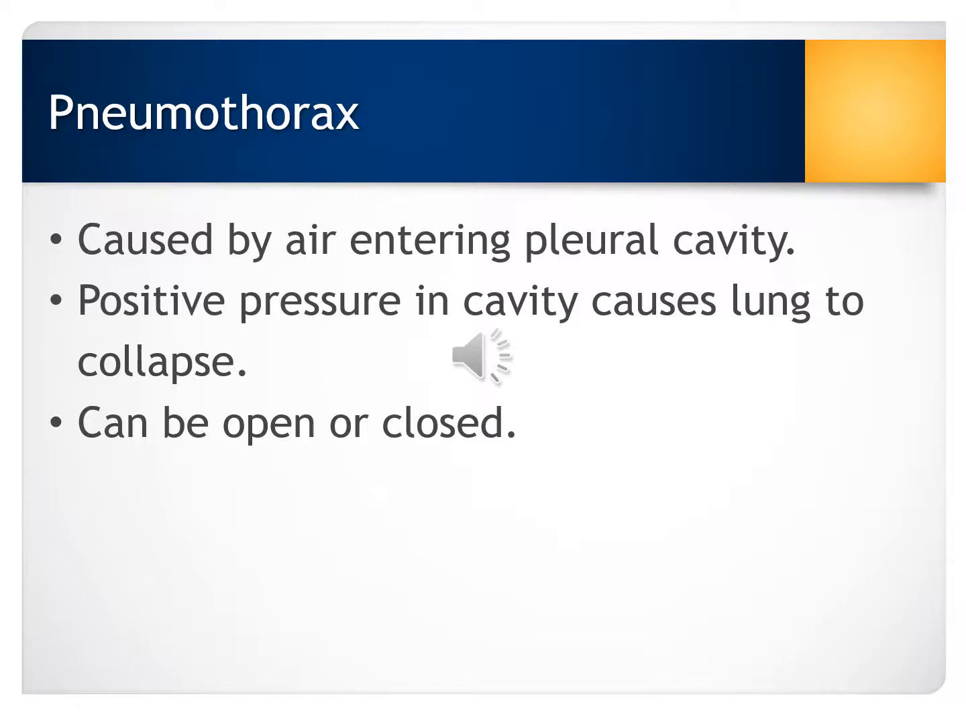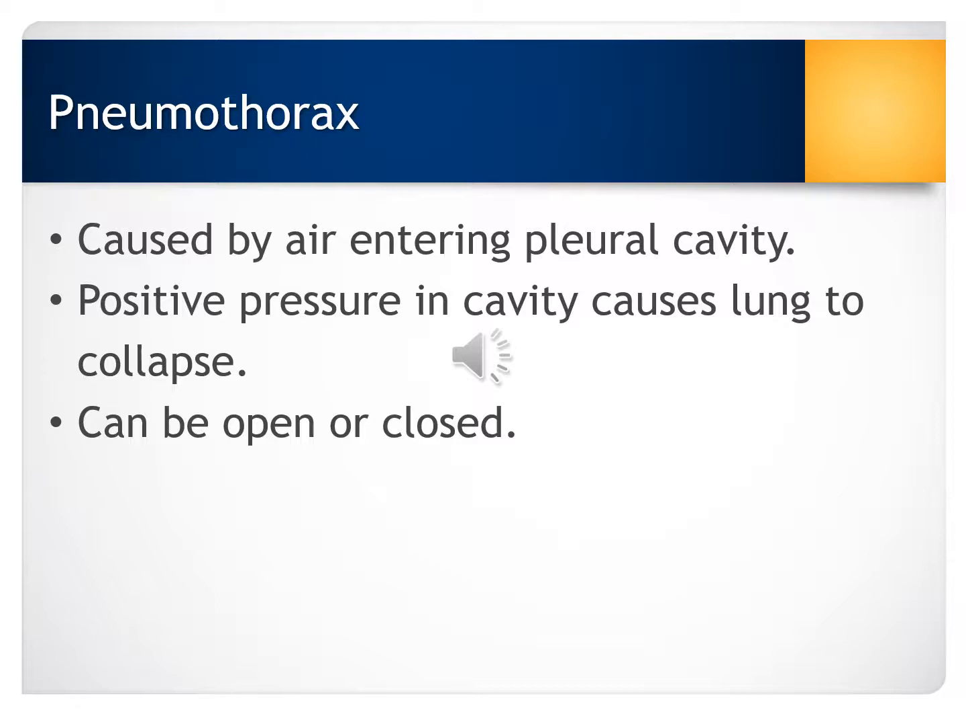A pneumothorax occurs when air enters the pleural cavity. Normally, negative pressure exists between the pleura, which surrounds the lung, and the parietal pleura, which is the lining of the thoracic cavity. This pressure allows the lung to be filled when the chest wall expands.